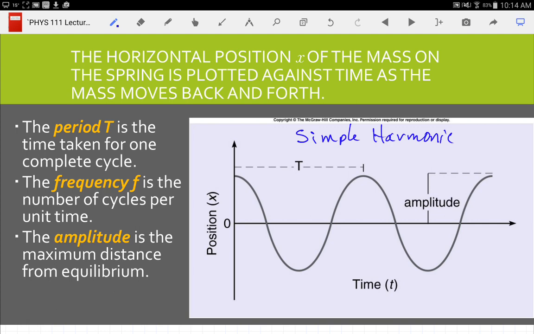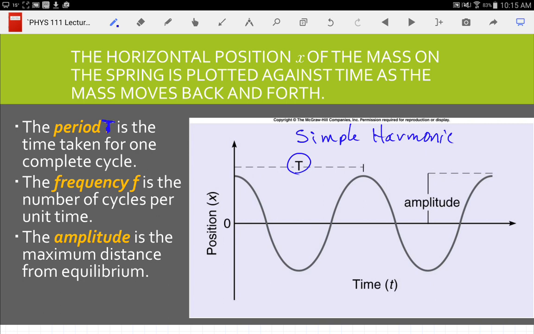Some important parameters we use to describe oscillatory motion like this is the period, the time that it takes to do a complete cycle. So the time to go from completely stretched to its equilibrium position, to completely compressed, back to equilibrium, back to stretched. That's the time for one cycle. We call that the period, and it has the symbol T for period.